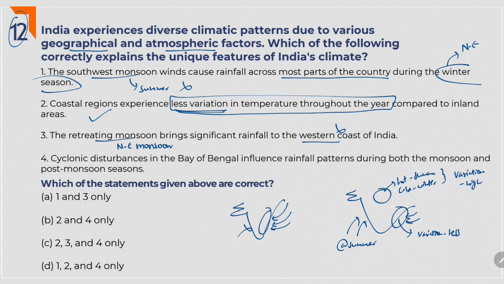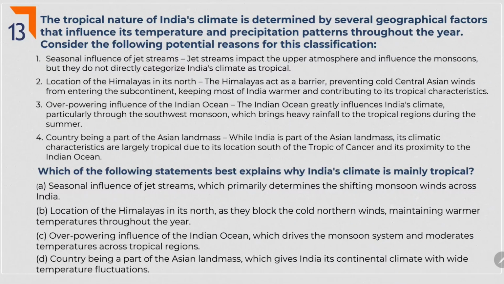And cyclonic disturbances in the Bay of Bengal influence rainfall patterns during both monsoon and post-monsoon season. This is a general statement. Especially in South India and Eastern India, the disturbances in Bay of Bengal have a lot of effect. And we have also seen in the previous question that each and every geographical phenomenon has some or other effect on the climate, rainfall as such. So the fourth statement is also right. Answer is 2 and 4.